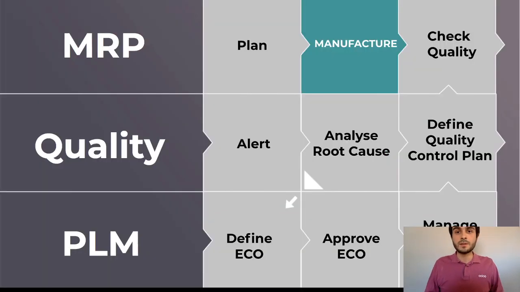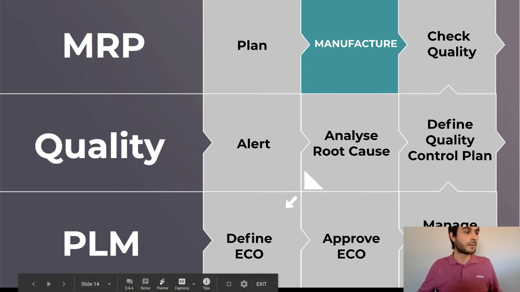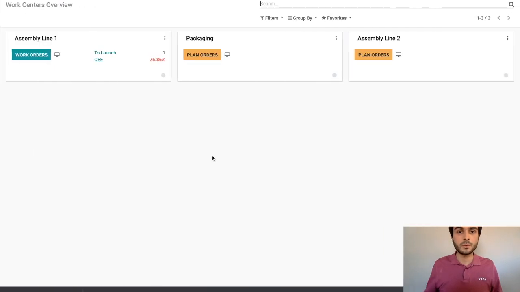So now let's go into the manufacturing part. So this is the automatic next step we have here after this step. So we go back to our Odoo database.